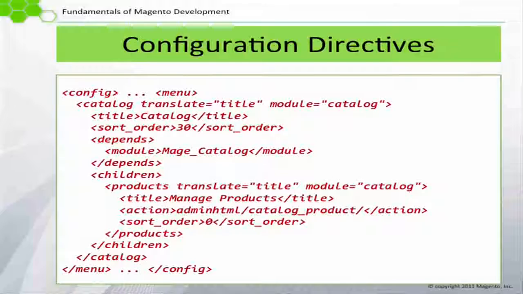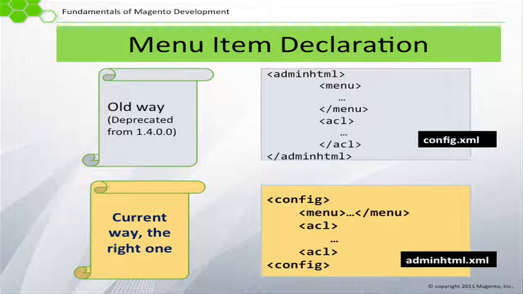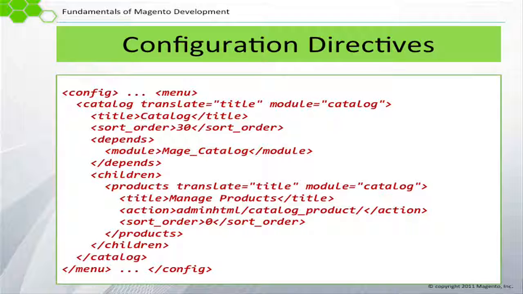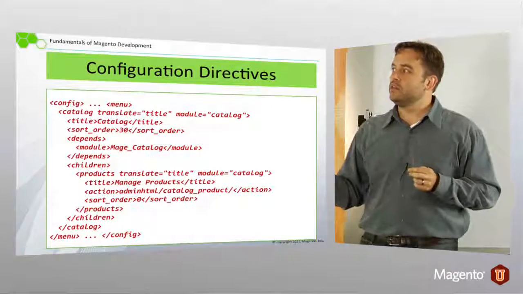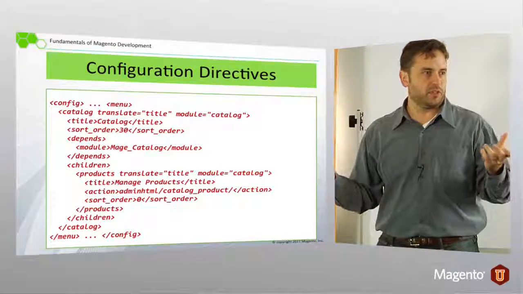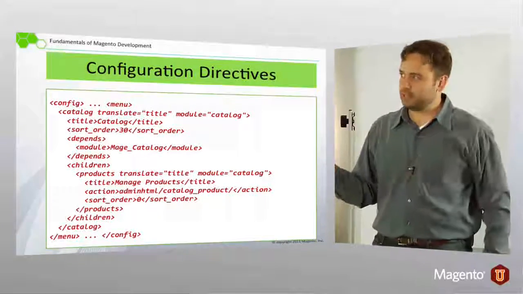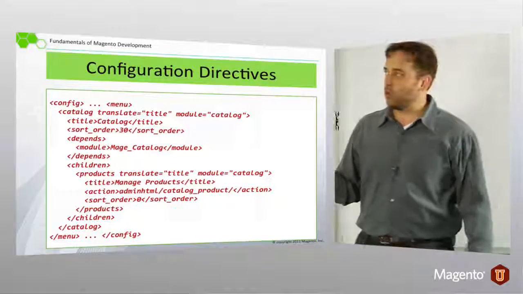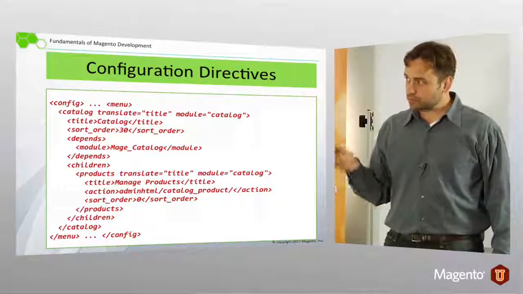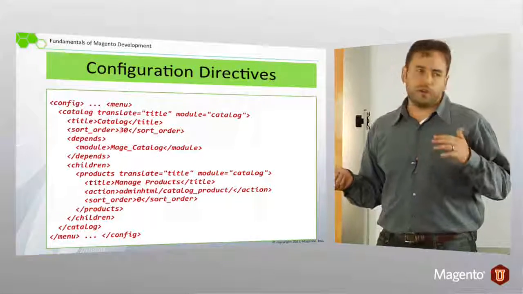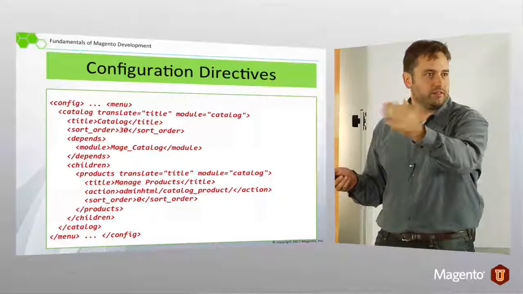So what does that structure look like? Well, in the case of Adminhtml, inside a config node, again we have menu, and then we define a catalog node, okay? So that'll be the container probably for catalog and all things catalog related. So here we declare a title. This will be what's shown, for example, in the top of your admin, catalog. That's where that comes from. And you can set a sort order, doesn't need to be sequential, but obviously the lower the number, the further to the left.